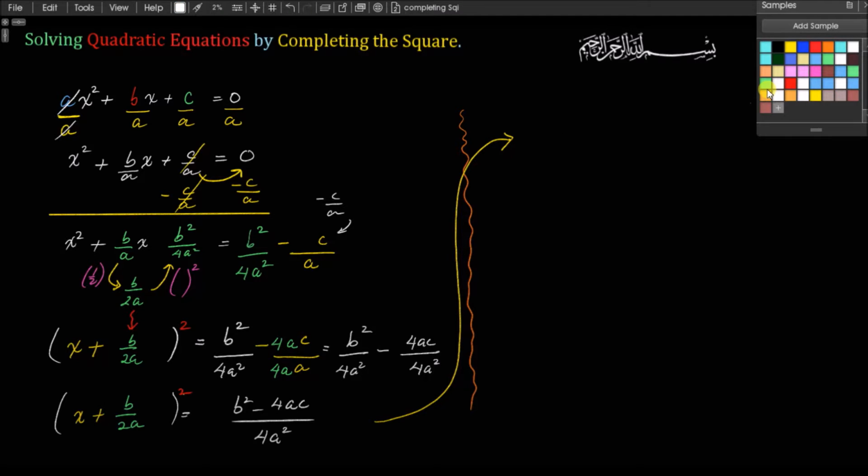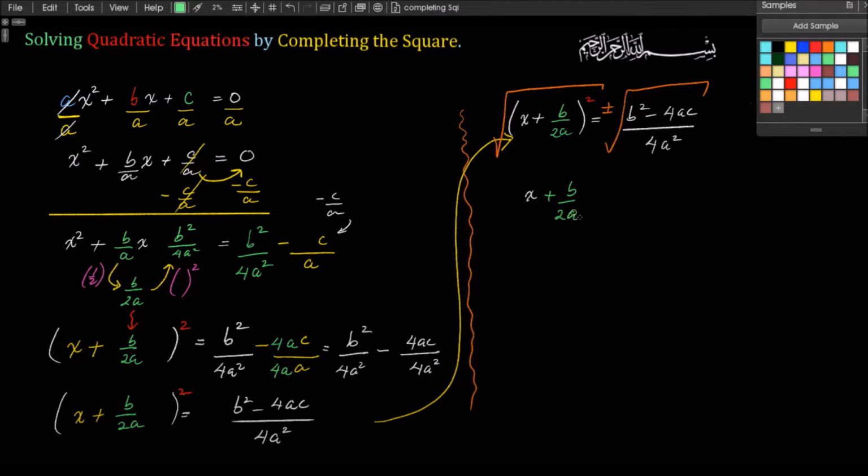I'm just going to rewrite this over here. So I have just rewritten this over here. Now I take the square root of both sides, and this side would just be x plus b over 2a, and this side would be plus or minus the square root of b squared minus 4ac over 4a squared. Okay, now I can simplify this. I'll have plus or minus square root of b squared minus 4ac, and then in the denominator I have another square root like this, the square root of 4a squared.